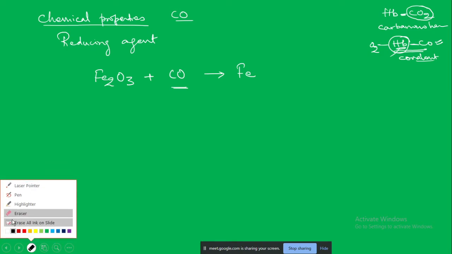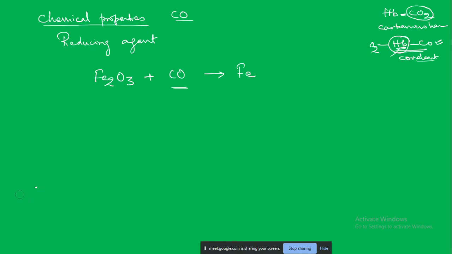the iron is getting oxidized, sorry, getting reduced. The ferric oxide, or rust, we can say this is rust also, ferric oxide is getting reduced to iron, and carbon monoxide will become oxidized to carbon dioxide. Okay, you can balance this equation. So it is acting as a reducing agent.